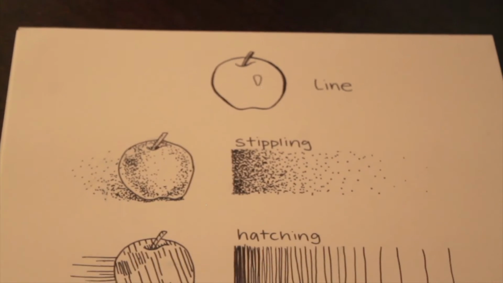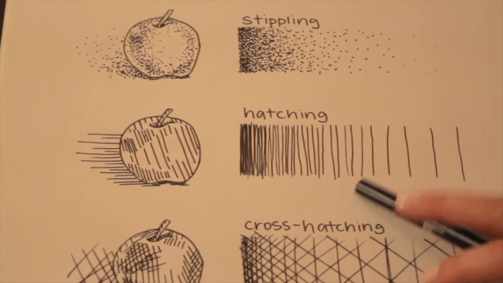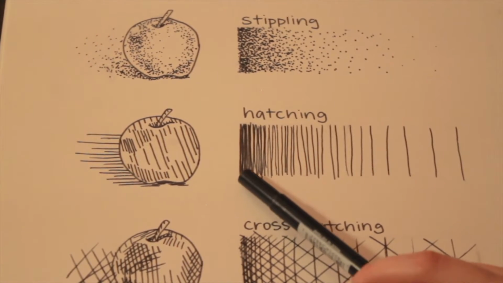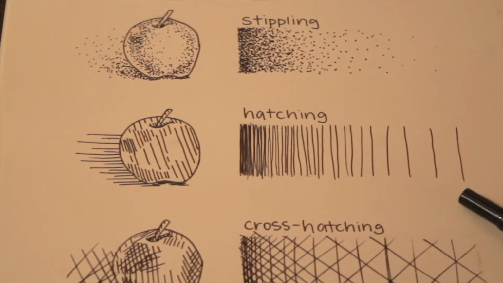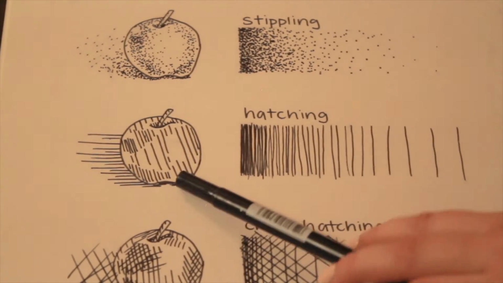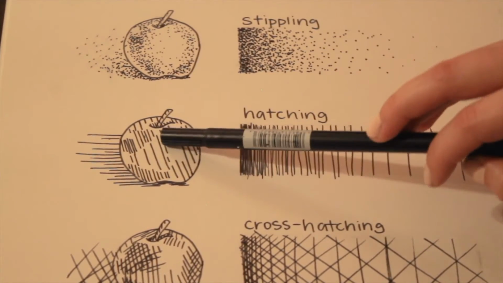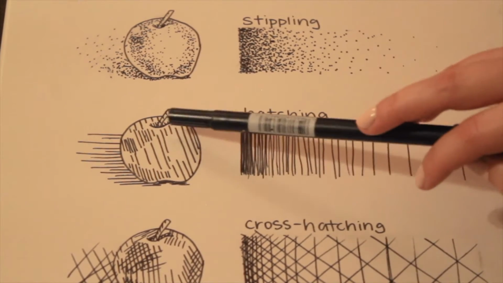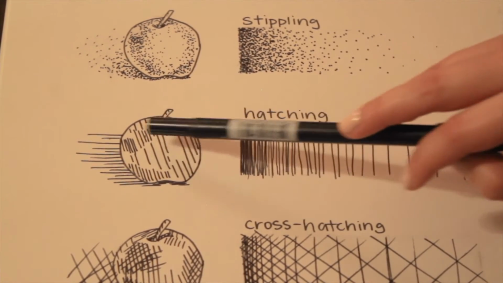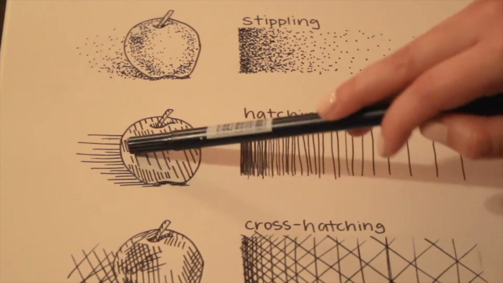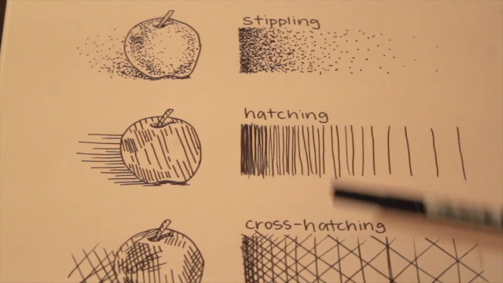Hatching is similar to stippling, except it's going to be lines instead of dots. So the closer together your lines are, the darker it's going to look, and the further apart they are, the lighter it's going to look. So I made this apple look a little bit darker, but it's very similar. You can see the same light area as from the stippling apple, there's no line there, and where the darker shadows are, I put lines closer together.